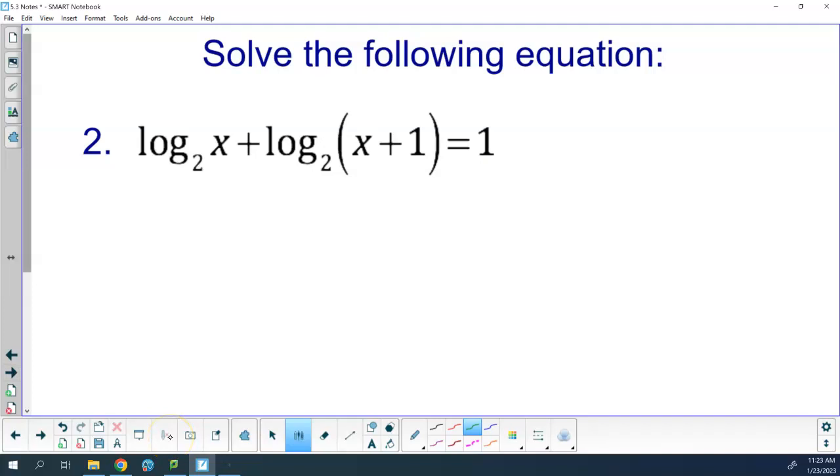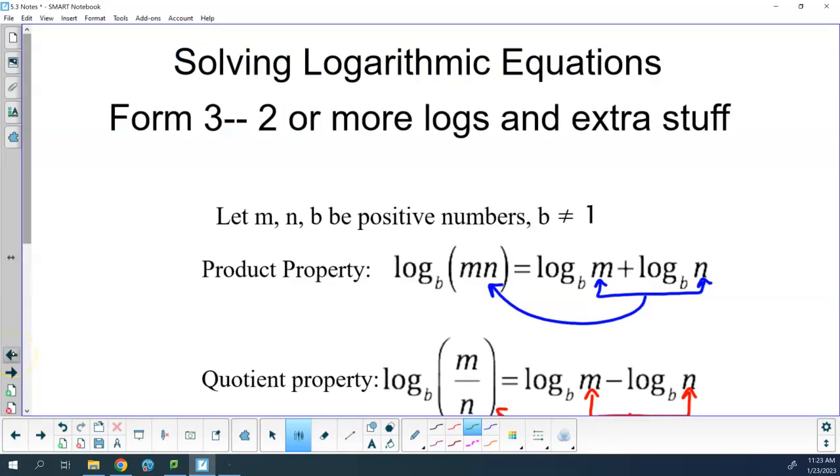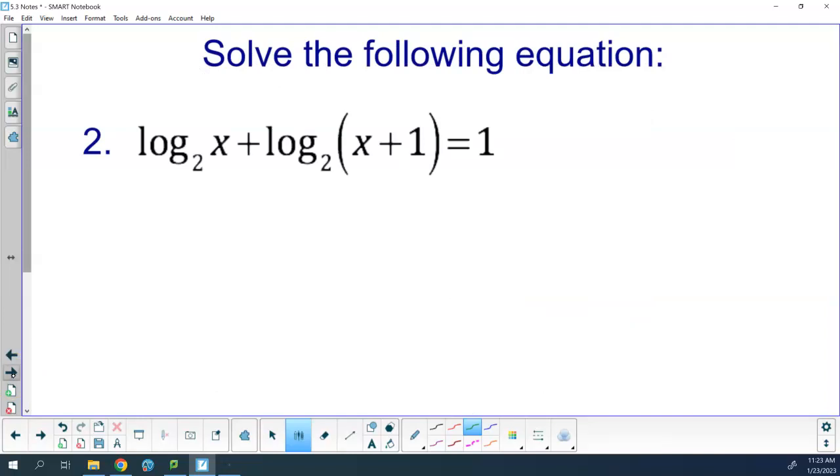So then the next question is, am I adding or am I subtracting these logs? Adding. Okay? So that is product property, right? Adding of the logs is product property. So this would change over to be log base 2 of x times x plus 1 equals 1. The left side of my equation becomes that.